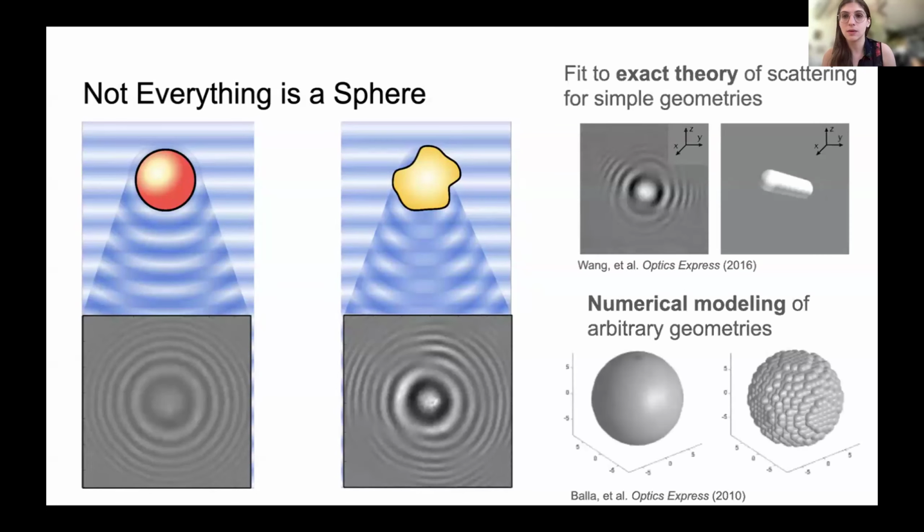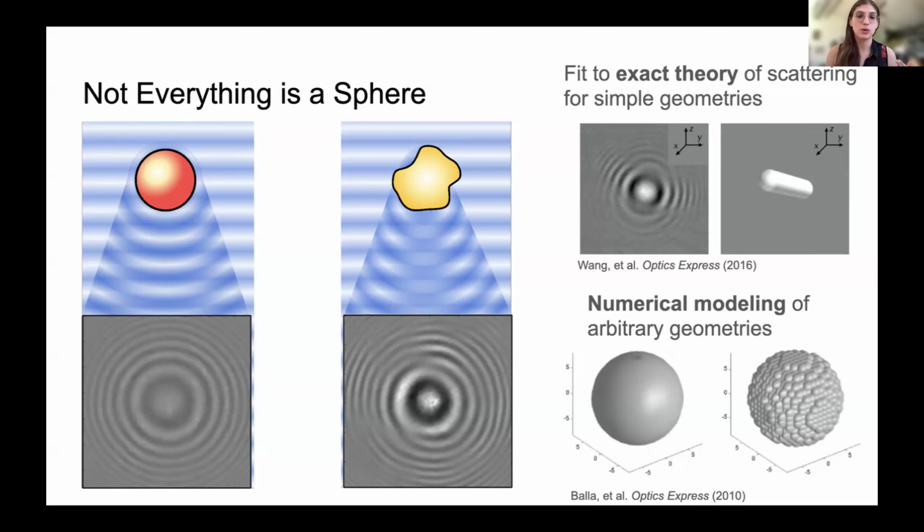Well, there are a number of things you could do here. You could fit to a different exact theory for the geometry that you're looking at. There are exact theories that exist, for example, cluster T matrix theory, but they only really exist for relatively simple geometries beyond a sphere. You could also perform numerical modeling. This is a technique called discrete dipole approximation, where you would deconstruct your inhomogeneous object into a set of dipoles and then perform a numerical approximation of the scatterer. But both of these techniques are relatively inefficient and computationally expensive to perform.